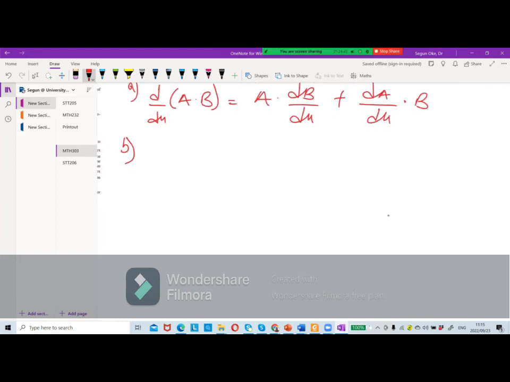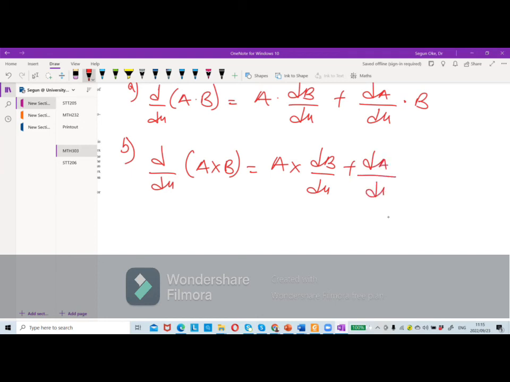Then B, they can ask you to show that d/du of A cross B is the same thing as A cross dB/du plus dA/du cross B. So how do we solve this problem? It is a very simple thing. Let's solve it. Solution.